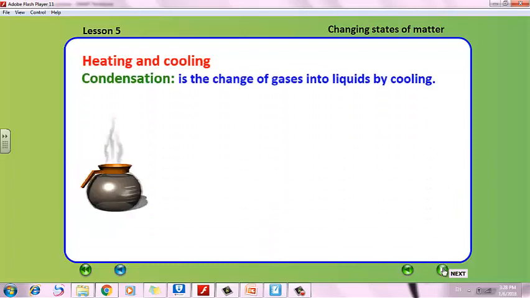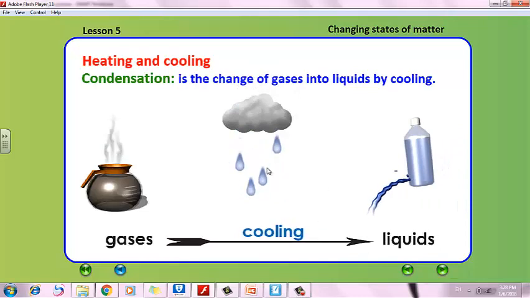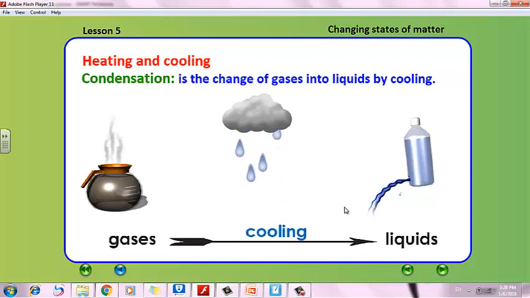Condensation is the change of gases into liquids by cooling. What about turning the water vapor or the steam or the gas back to liquid or back to water? This process is called condensation. I can turn water vapor back to water, or gas back to liquid, by cooling, and this process is called condensation.